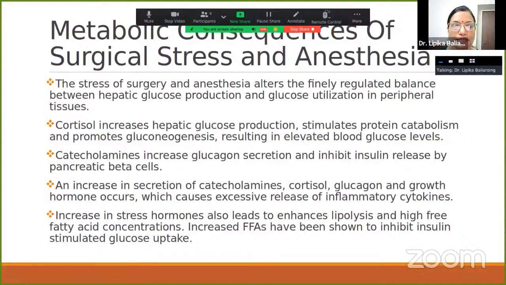Catecholamine increases the glucagon secretion and inhibits the insulin release by pancreatic beta cells. And the increase in secretion of catecholamine, cortisol, glucagon, and growth hormone causes the excessive release of inflammatory cytokines. The increase in stress hormones also leads to enhanced lipolysis and high free fatty acid concentrations. These increased free fatty acid concentrations have been shown to inhibit the insulin-stimulated glucose uptake. So all these contribute to the surgical anesthesia stress, and the metabolic consequence becomes hyperglycemia.